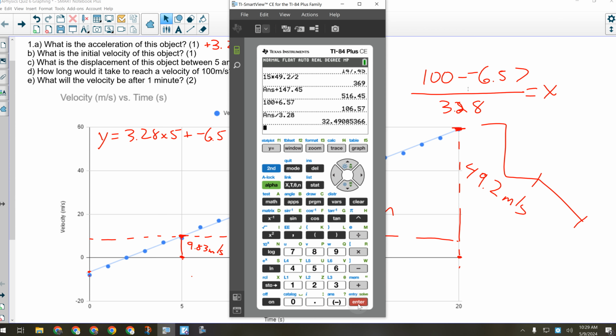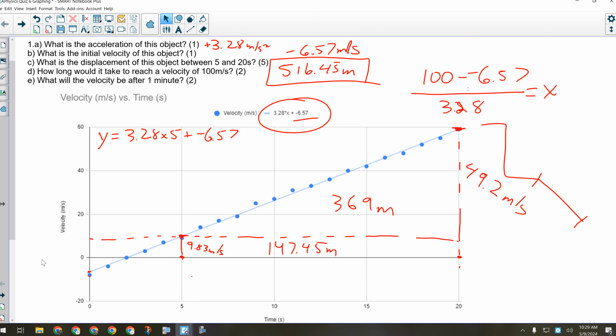Okay, that's going to take 32.5 seconds. Yeah, that seems pretty reasonable. It takes 20 seconds to go 59 meters. Yeah, that seems like a reasonable answer. Okay, 32.5 seconds.